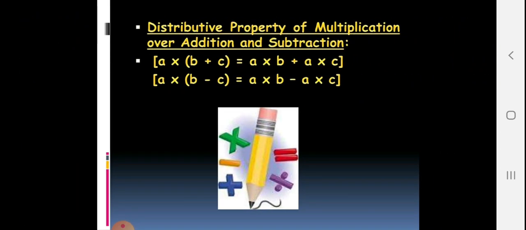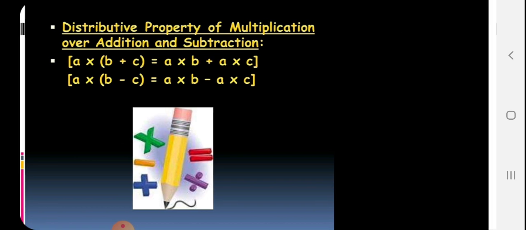Now let's talk about the distributive property of multiplication over addition and subtraction. You have to remember this property here, A into bracket B plus C. So A will be multiplied with B plus A will be multiplied with C. Similarly, A into bracket B minus C. So A will be multiplied with B minus A will be multiplied with C.